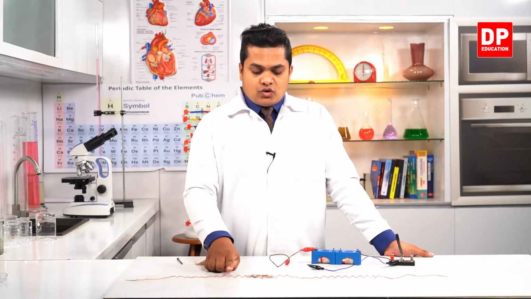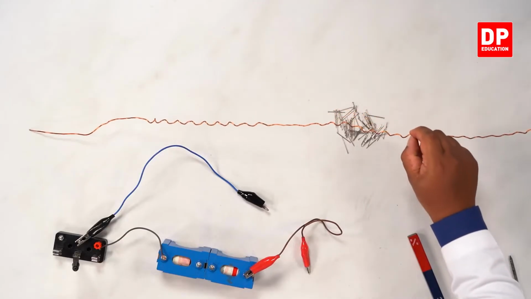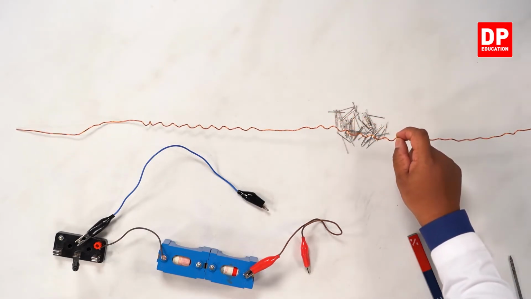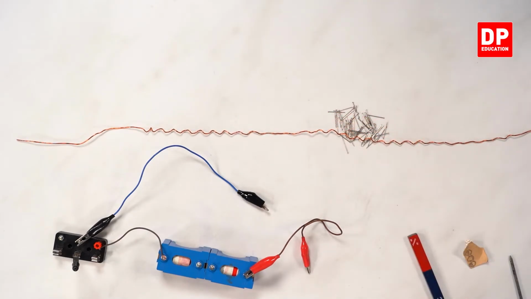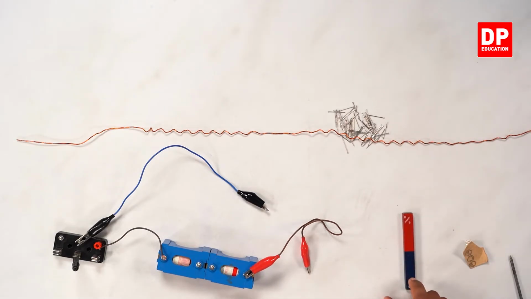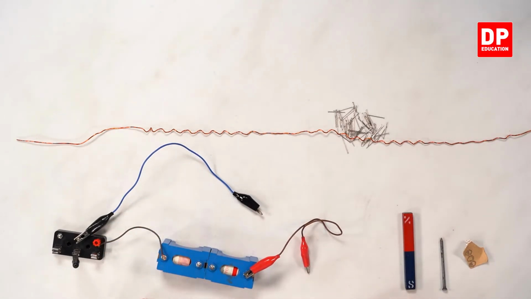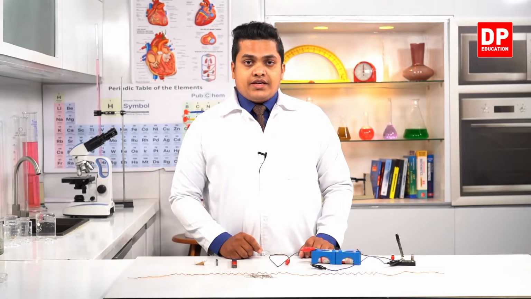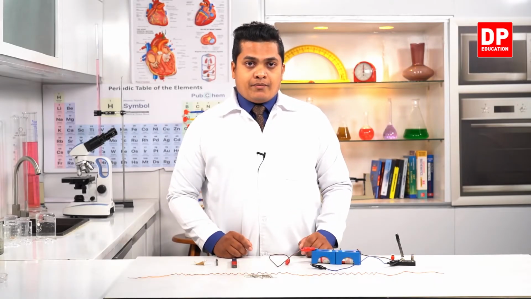So by using this insulated copper wire, we are going to make this temporary magnet. The instruments that we need, given here, are several pins, a permanent magnet, an iron nail, some dry cells, a switch and some connecting wires. So let's see how to make this temporary magnet.